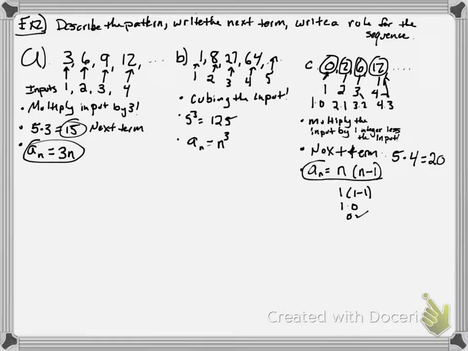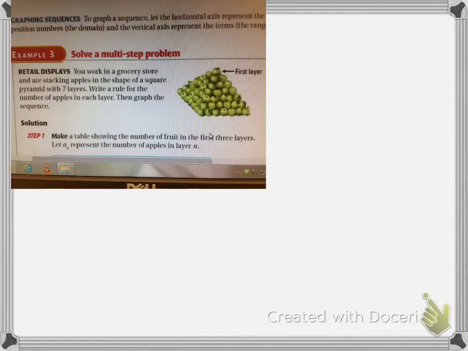That's a little bit tricky, and I think it takes a little getting used to and a little bit of struggling, so to speak, to get good at these. There's one more example I'd like you to try, and it's the following. So I'm looking at example 3 from our textbook, which is kind of a cool problem. You're working at a grocery store and stacking apples in the shape of a square pyramid that has 7 layers.